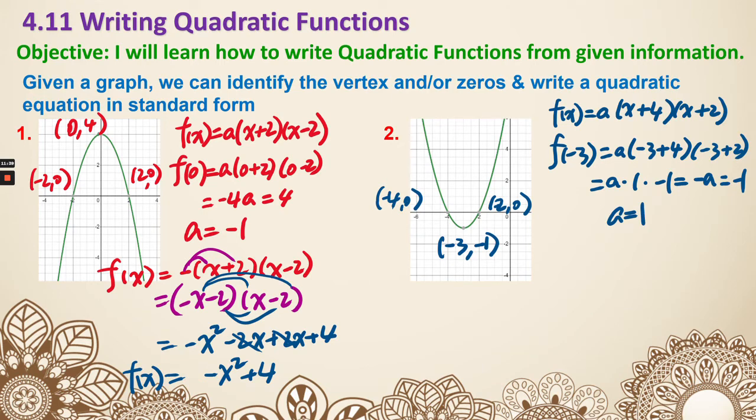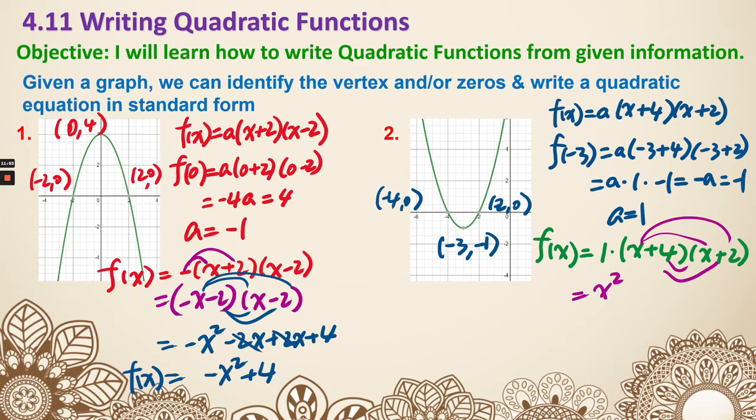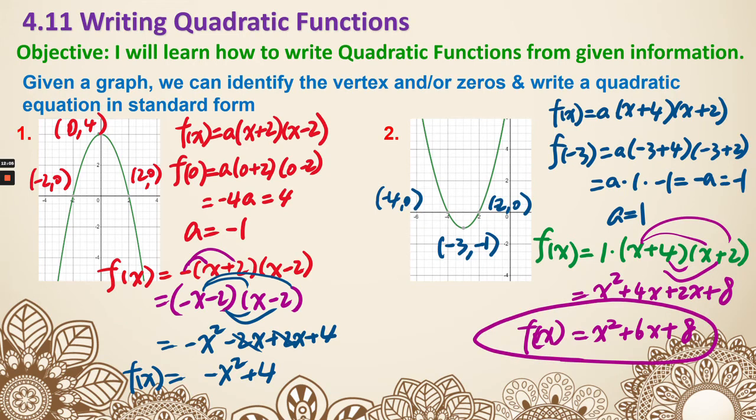Now I can replace that. Actually, f of x equals 1 times (x plus 4)(x plus 2). Since it's just a 1, I can ignore it. I can just distribute the rest. So I have x squared plus 4x plus 2x plus 8, which is going to be f of x equals x squared plus 6x plus 8. That is my final answer for the standard form.